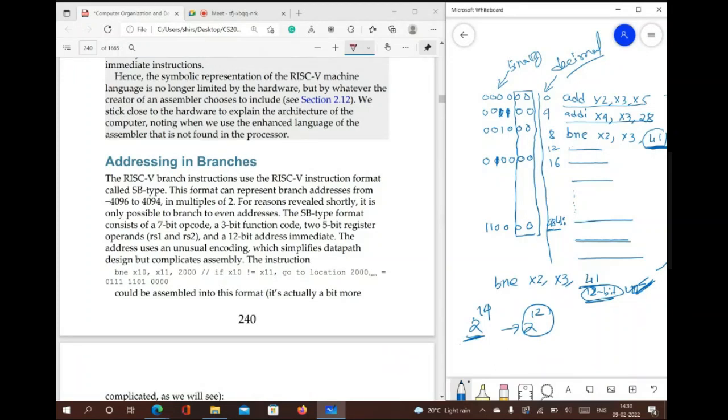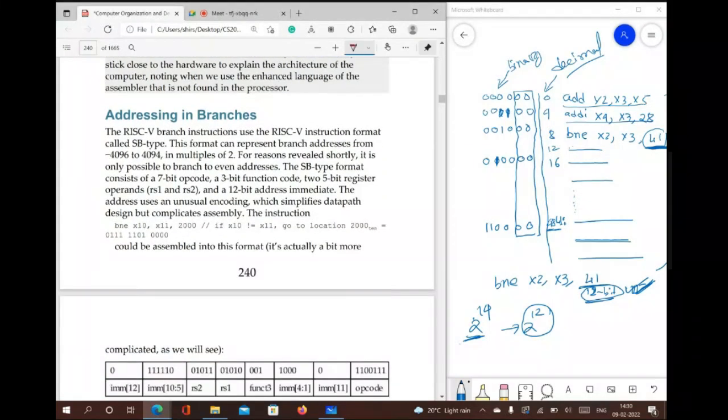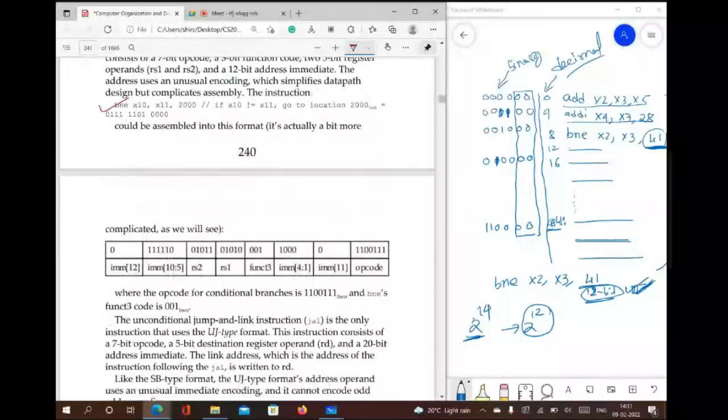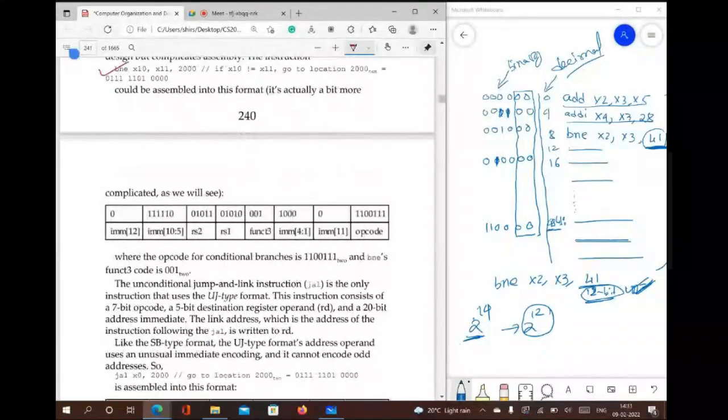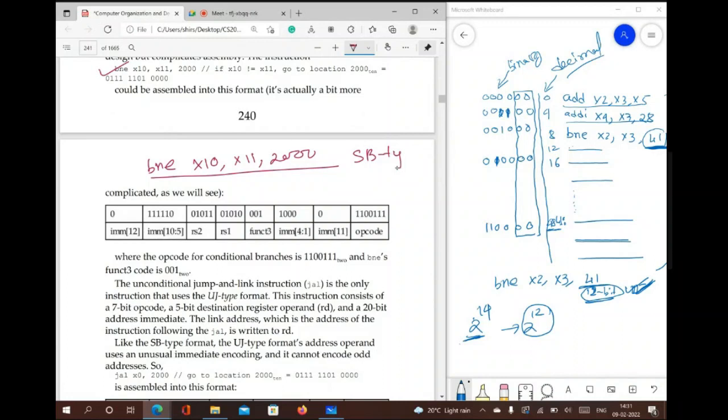Now let us go with this instruction. They have explained BNE here. One more thing that I have not explained is how to represent BNE. If this is a BNE instruction, x10, x11 and 2000, how do we represent it? This is actually an SB type instruction. I have explained R type, I type and S type instructions, but I have not explained SB type instruction. Every instruction is a 32-bit instruction.